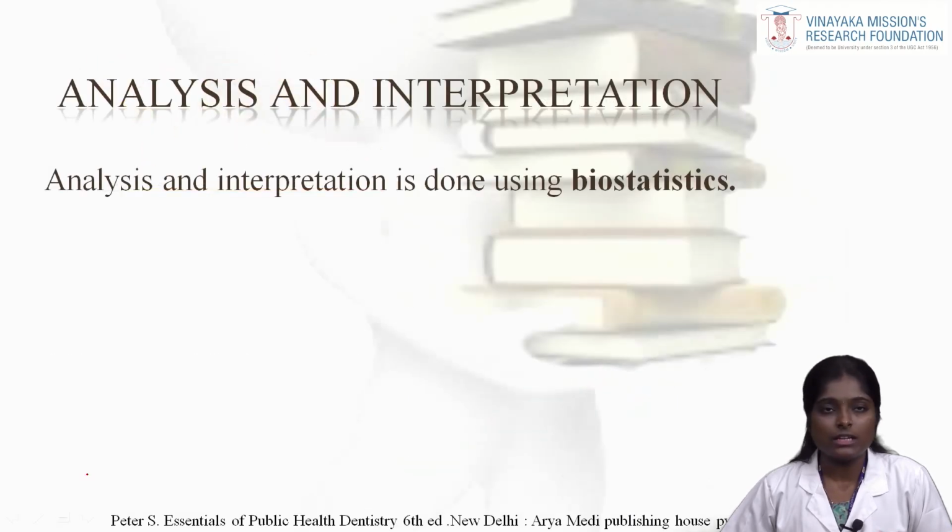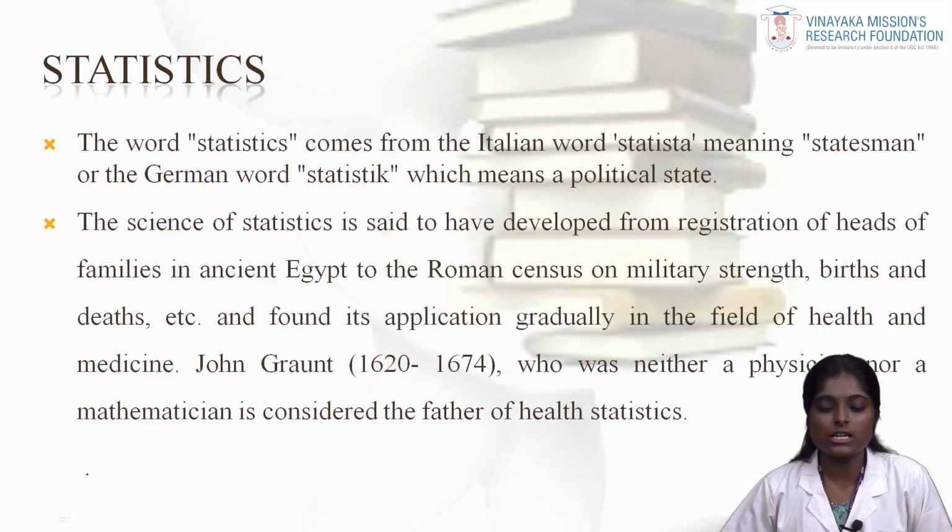So we have collected the data, we have presented the data. With that presented data, we have to analyze and find our result, so that we'll interpret or conclude. So it is done using biostatistics. Statistics comes from the Italian word statista, meaning statesman, or the German word statistik, which means political state. The science of statistics is said to have developed from the registration of heads of families in ancient Egypt to the Roman census on military strength, birth and death, and found its application gradually in the field of health and medicine.